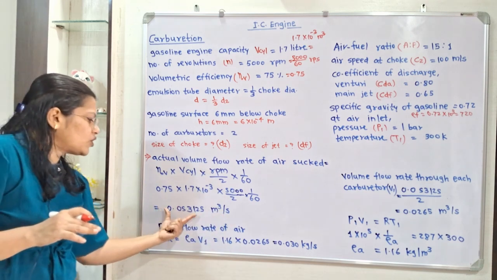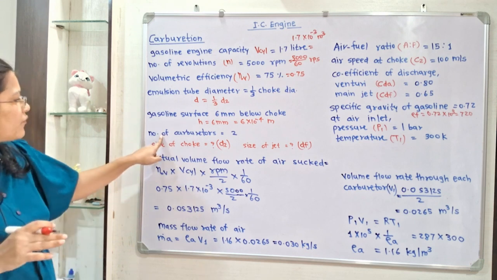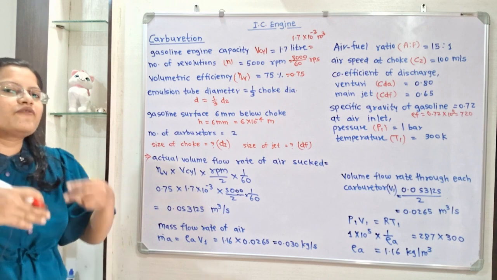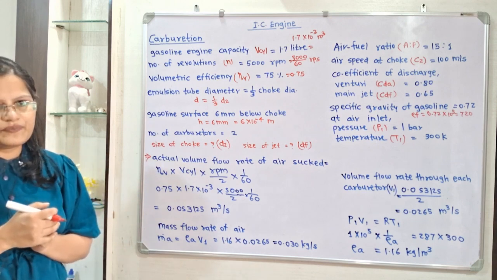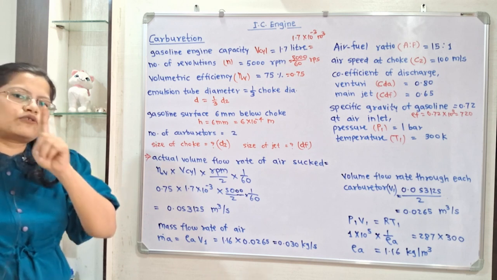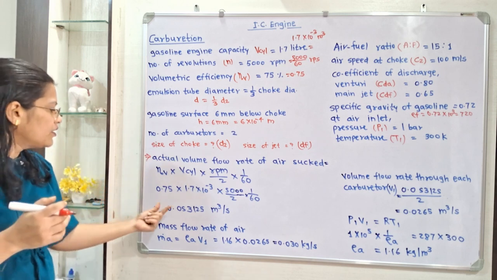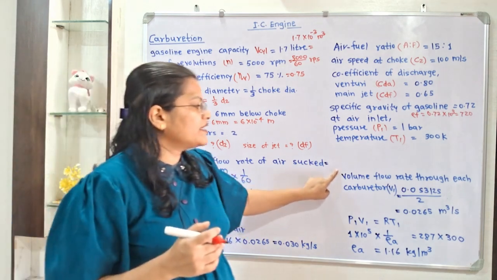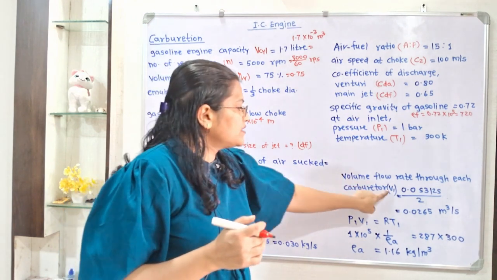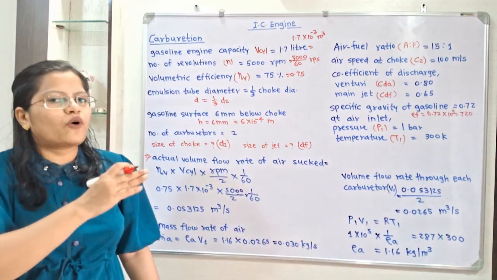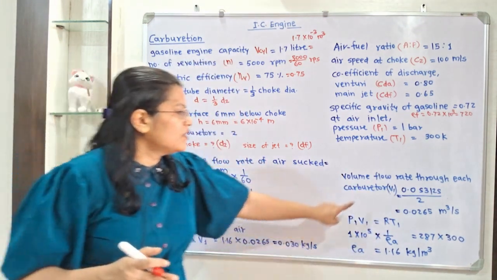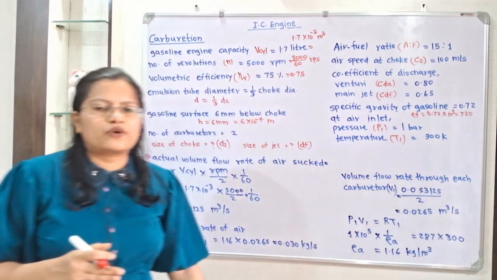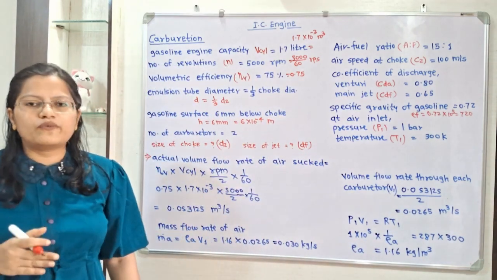So this is the total actual volume, but number of carburetors is equal to 2. So in each carburetor, what is the volume flow rate? So we will consider for the calculation one carburetor only. So we have to divide it by 2. So volume flow rate through each carburetor, this value is V1. This volume flow rate is known as V1, which is equal to 0.0265 meter cube per second. So this is the volume flow rate.